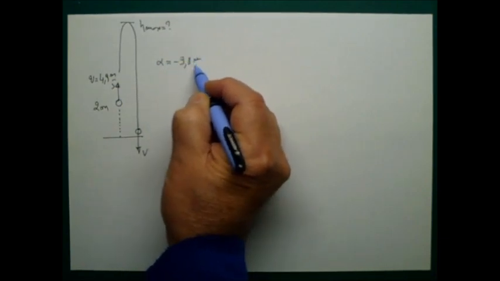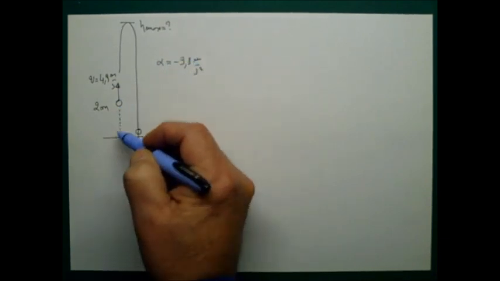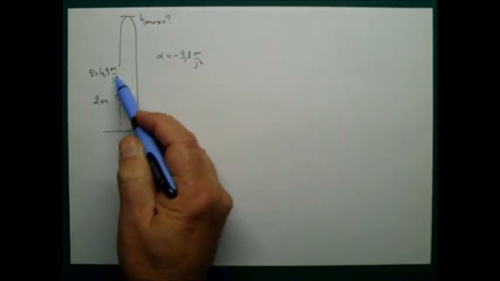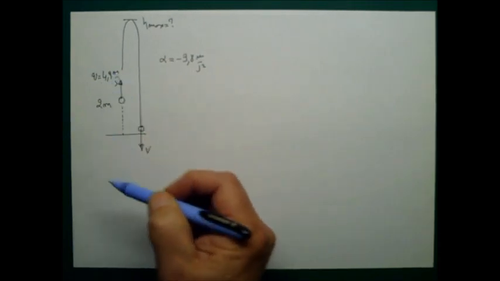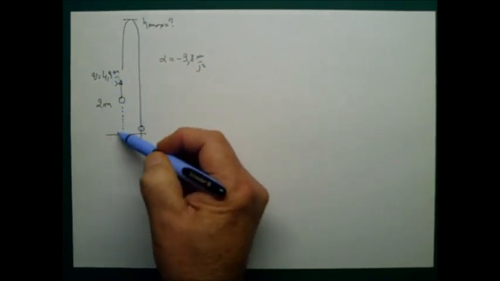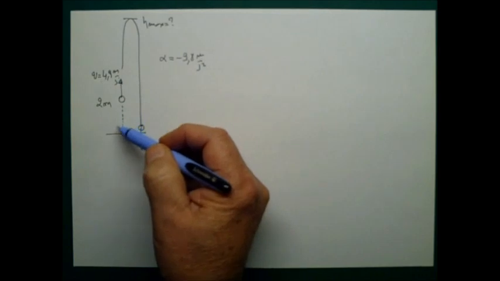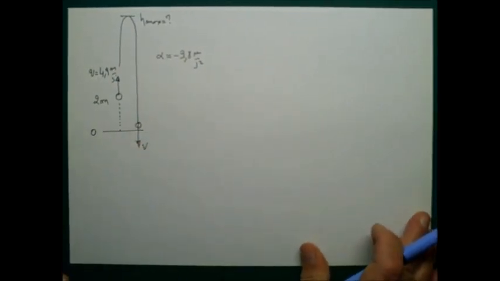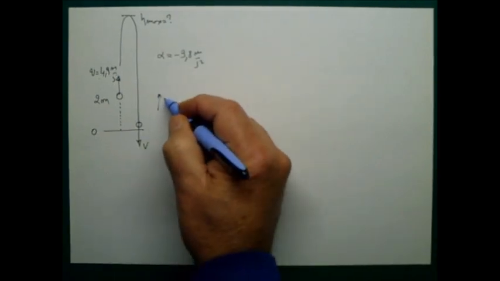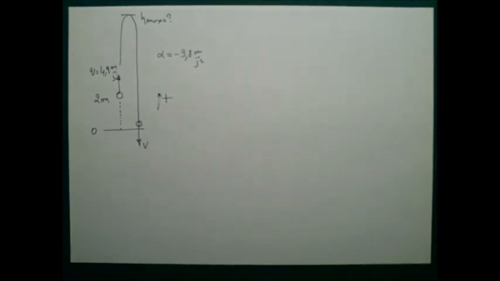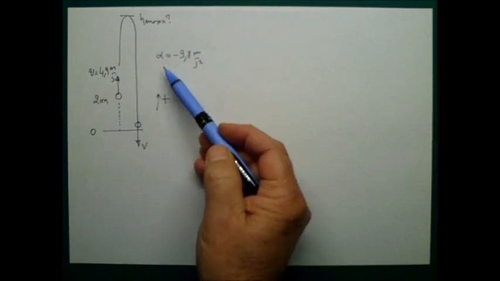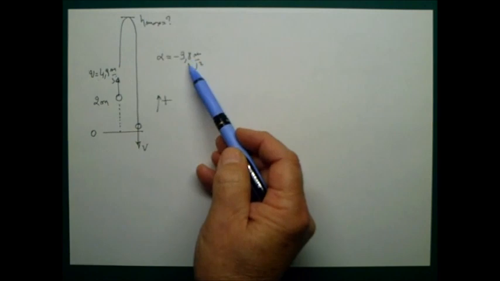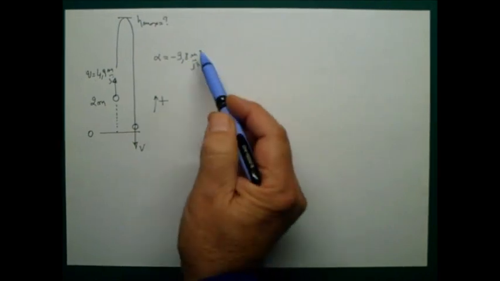A stone is thrown vertically upwards with an initial velocity of 4.9 meters per second from a point 2 meters above the ground. Take the ground as the origin of the coordinate system with the upward direction as positive. The acceleration due to gravity is a equals minus 9.8 meters per second squared.